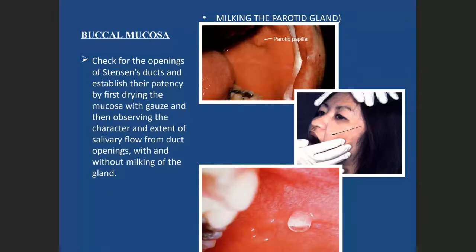Also, when you are examining the buccal mucosa, you have to also examine salivary glands. Okay, and there is the opening of salivary gland.